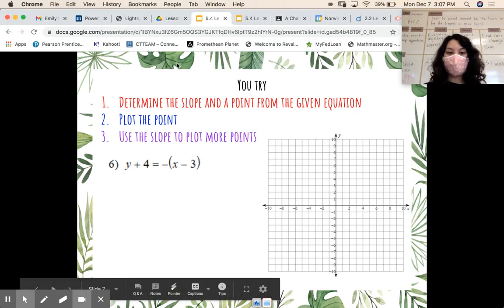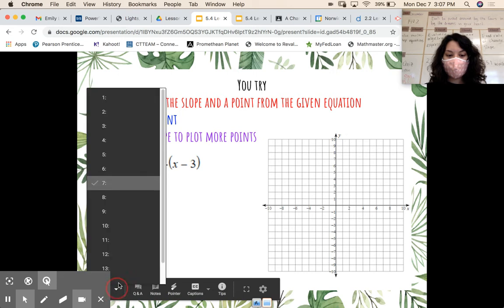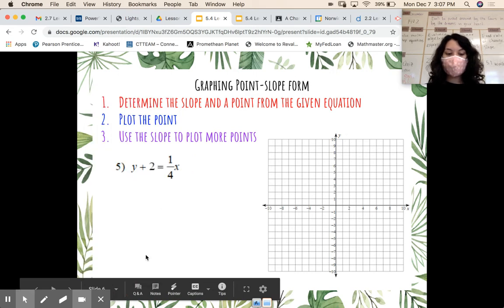Number 6. Oh, this one's a try-it-yourself, actually. Was the last one a try-it-yourself? Did I just make a goof? Nope, we're good, we're good.